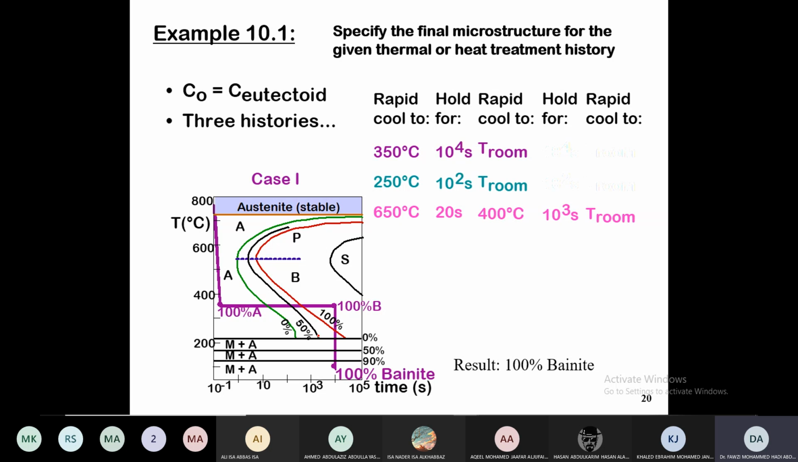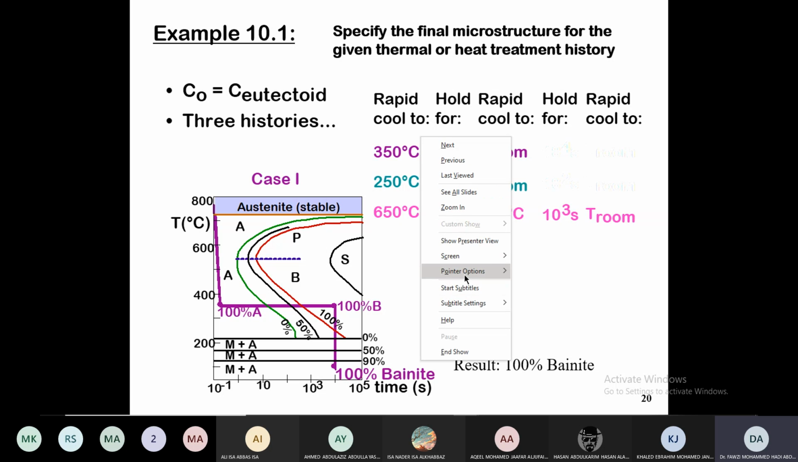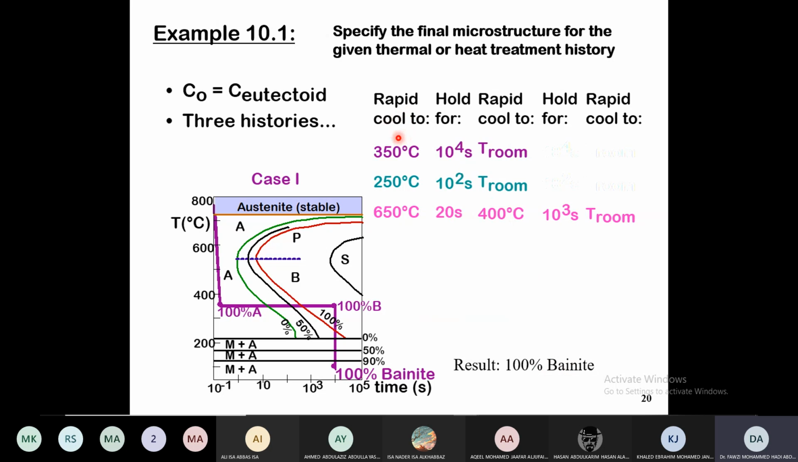Now that we have covered the TTT diagram, we know what it is. We know the creature. This is the animal in front of us. We want to practice using the TTT diagram: if we are given a heat treatment history, can we know or predict what the microstructure will be? Well, this is what we want to do, and this is why we have the TTT diagram. We can do that, and we are going to practice that.